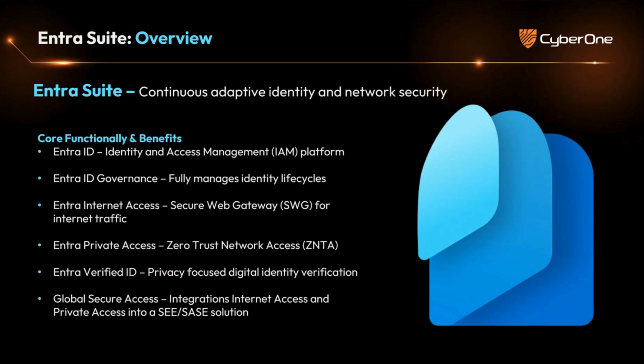Then we come on to the third bullet point, Entra Internet Access. So this is basically a secure web gateway. Okay, it's the equivalent of Zscaler's ZIA, does the same function. This is just in the Microsoft ecosystem. Below that, we have Entra Private Access. Again, the equivalent to Zscaler's ZPA.